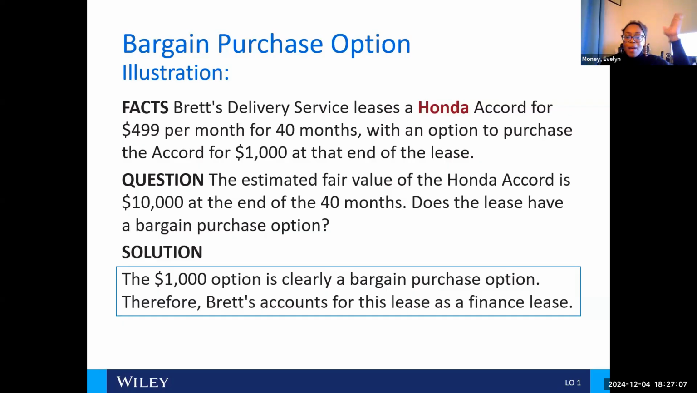The interesting thing about all of these criteria is that as soon as you meet one, you don't have to go through all of the other tests to see if it's a finance lease. All you have to do is meet one. Now, because it's fun, I go through every single test. So when we look at examples, we'll look at every single test, but you only need one to meet the criteria for a finance lease.